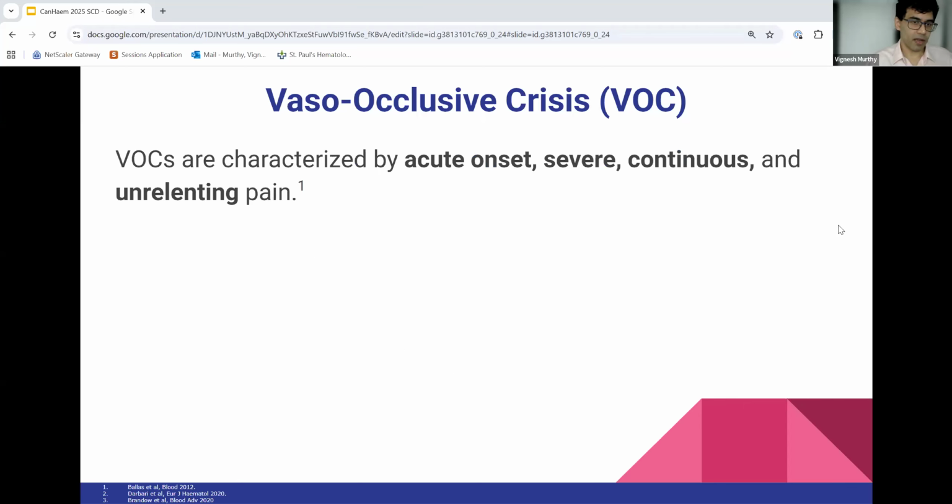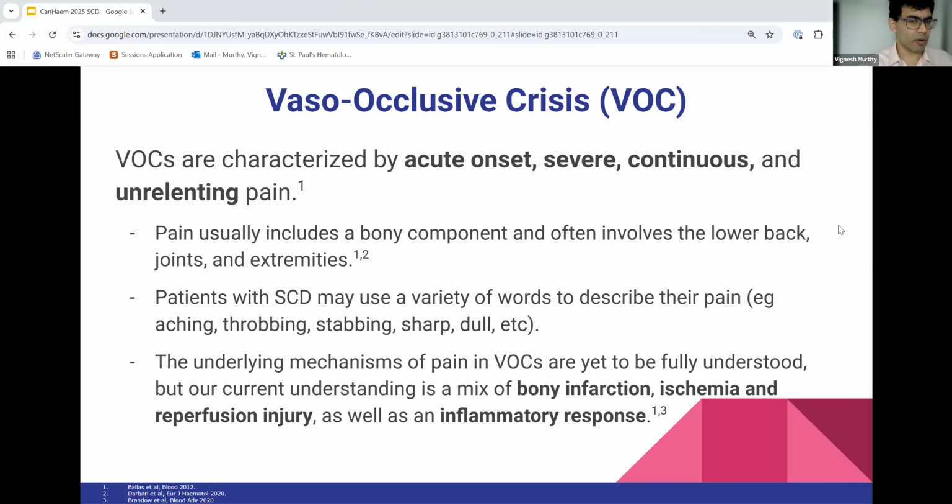So what is a VOC? Well, these episodes are characterized by acute onset, severe, continuous, and unrelenting pain. The pain usually includes a bony component, often involving the lower back, the joints, or the extremities. But patients can use a variety of words to describe their pain. They might say it's aching or throbbing or stabbing or sharp or dull. So there's no one word that will describe all VOCs. If anything, patients will have their own stereotypical VOC. People often experience their own type of VOC, and they can recognize that, oh yeah, this is a crisis, because the symptoms and the prodrome are unique to them, and patients get very adept at recognizing these things.